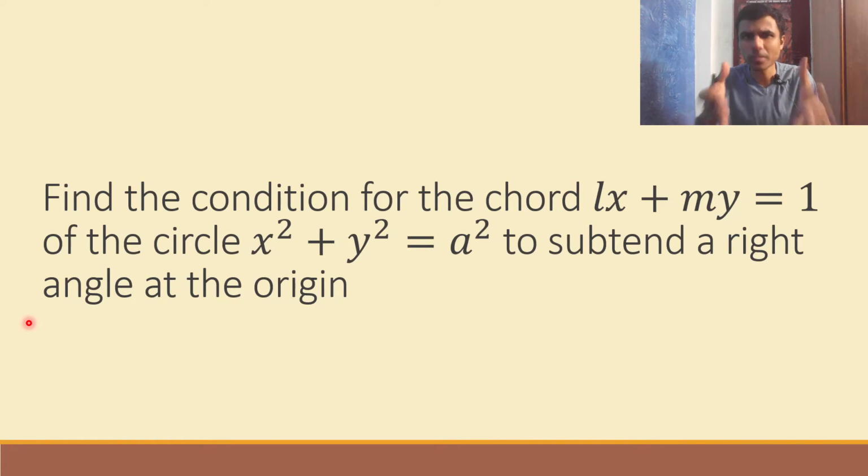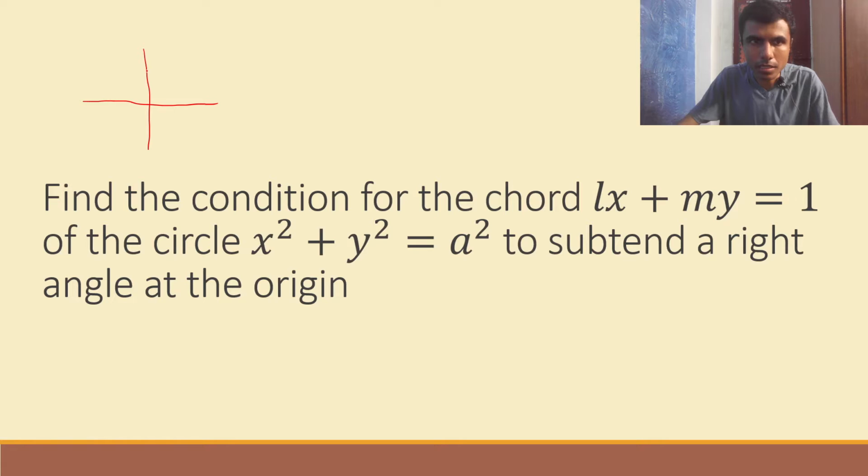Now let's see how to solve this given question. Here we have to find the condition for the chord lx plus my equal to 1 of this circle to subtend right angle at the origin. Now I'll just draw a small diagram to explain what exactly is happening here.